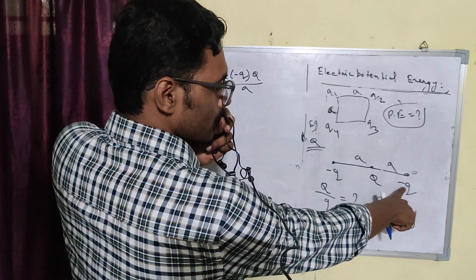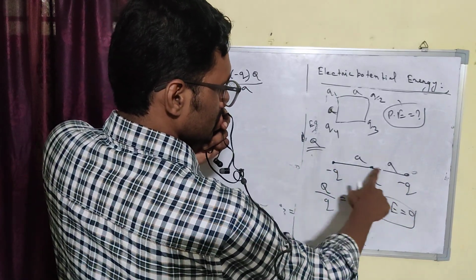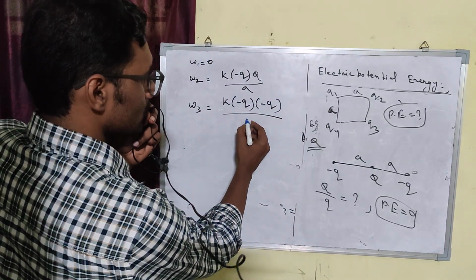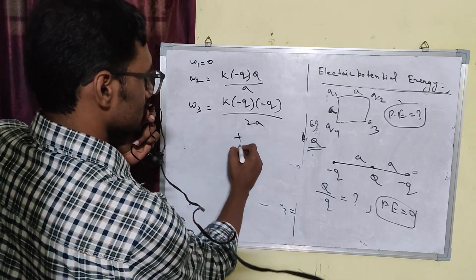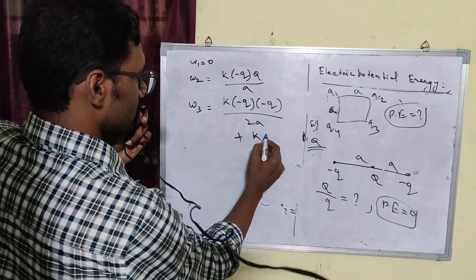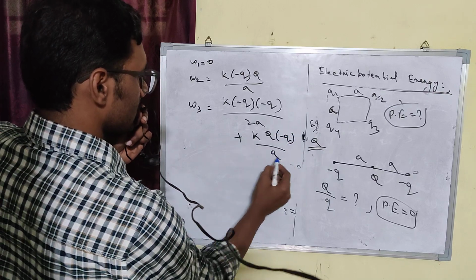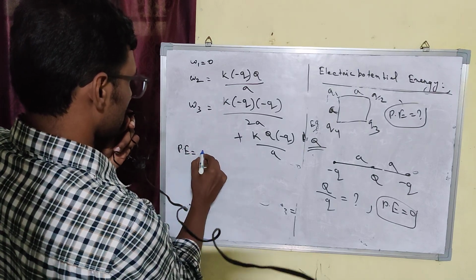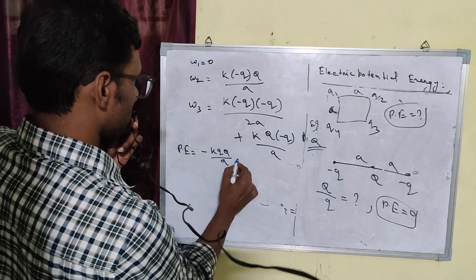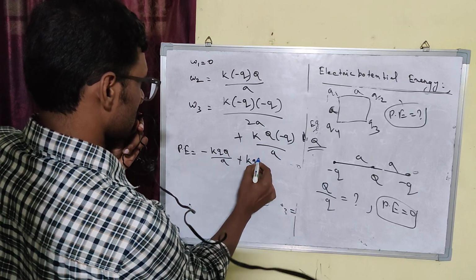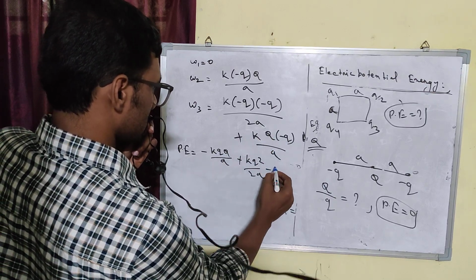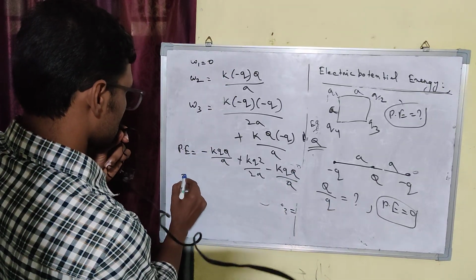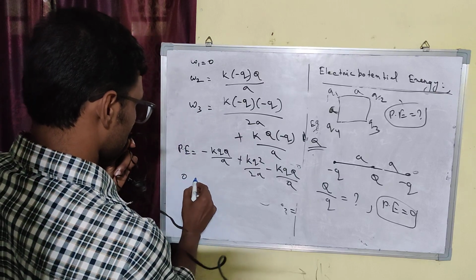So if minus Q is there, so influence minus Q, so K minus Q, Q1 Q2 by 2A, plus this influence will be there, K Q minus Q by A. Okay, so total potential energy will be, add them up, minus K Q by A, plus K Q square by 2A, minus K Q by A. Okay, so potential energy is 0.